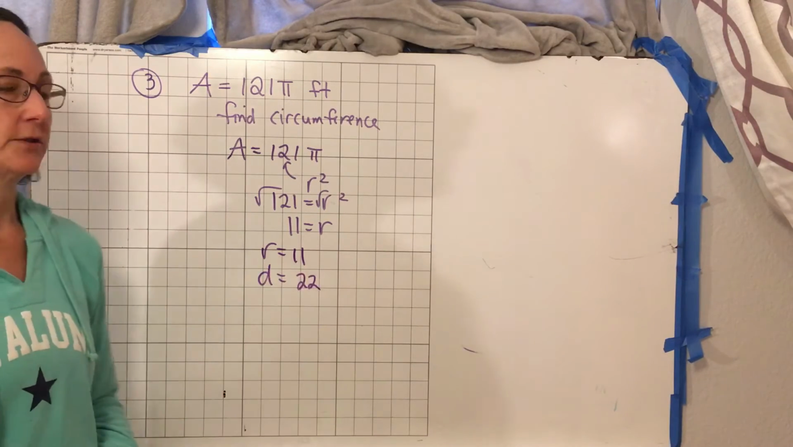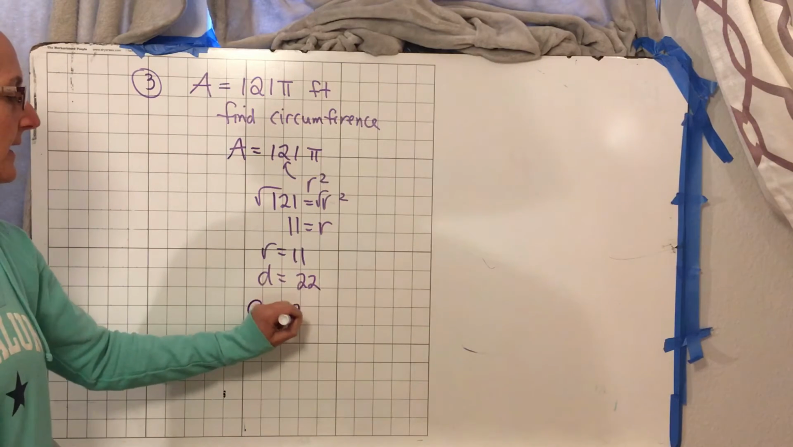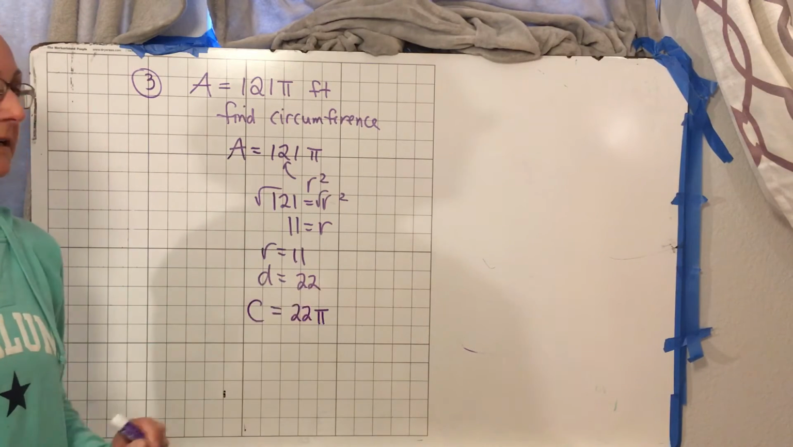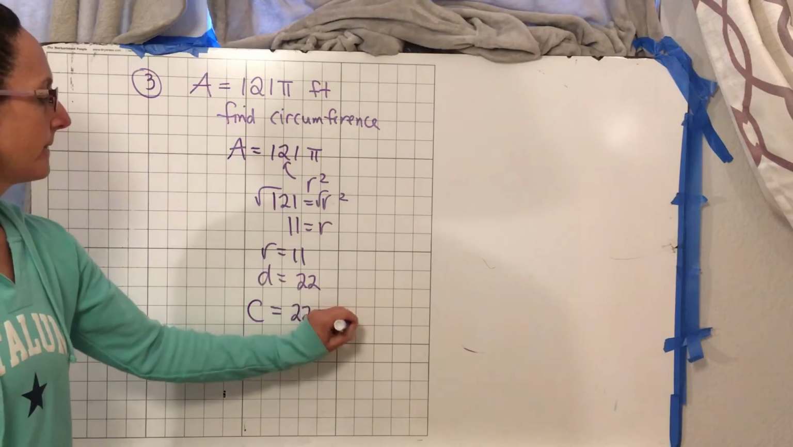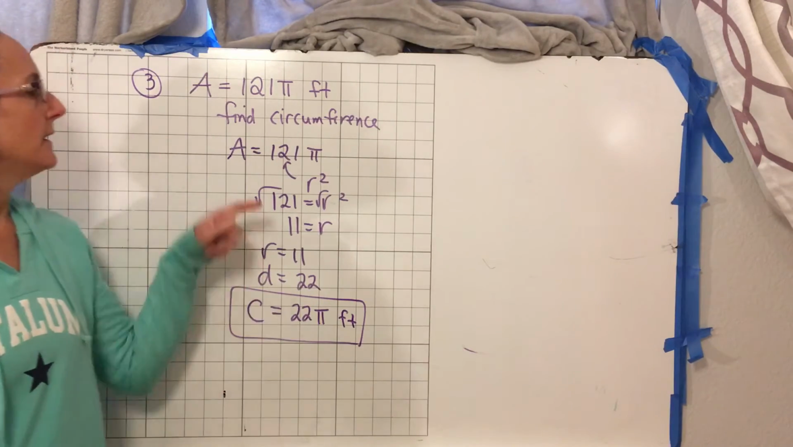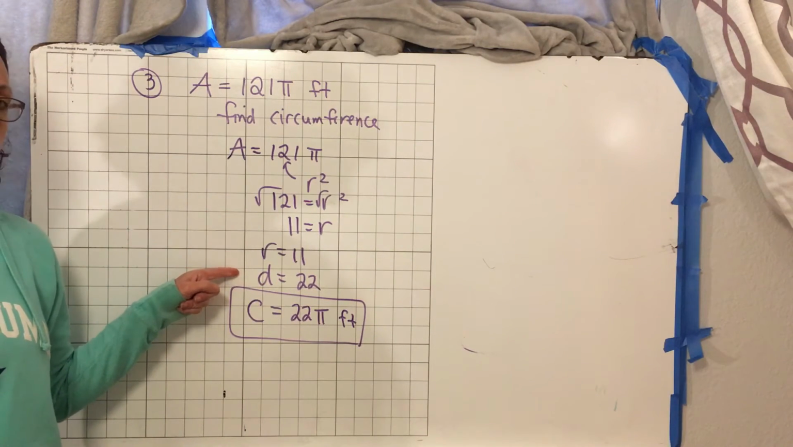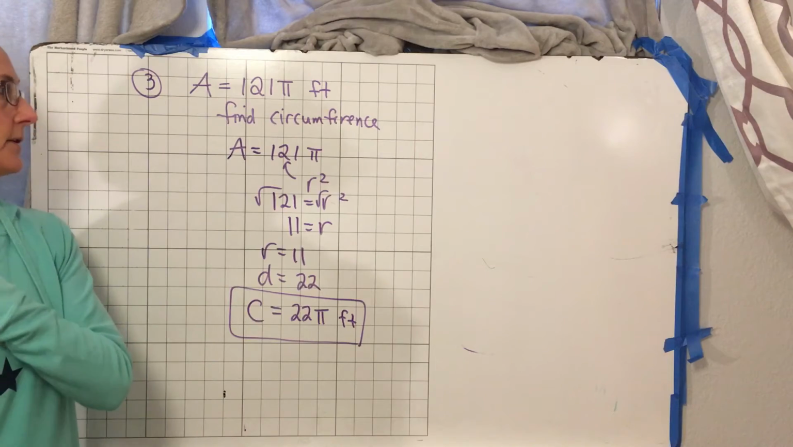Once you have the radius, so the radius equals 11, you can use that to find the diameter. Diameter is twice that. And then you can find the circumference, which is pi times the diameter, feet. So hopefully you got that right. Again, if I give you the area, you find the radius. From the radius, you find the diameter, and then you can find the circumference.